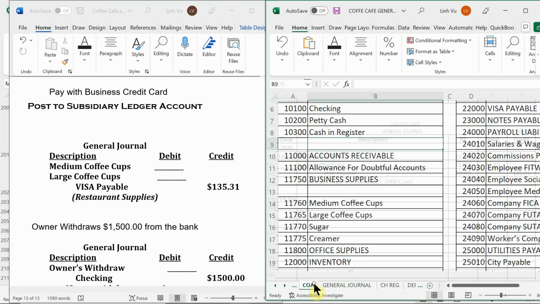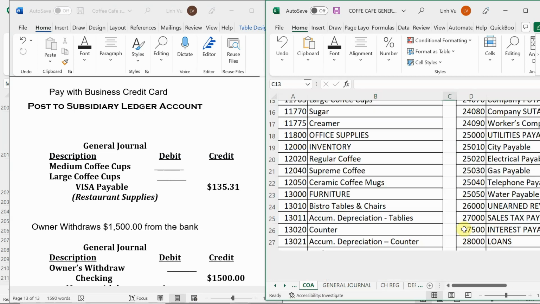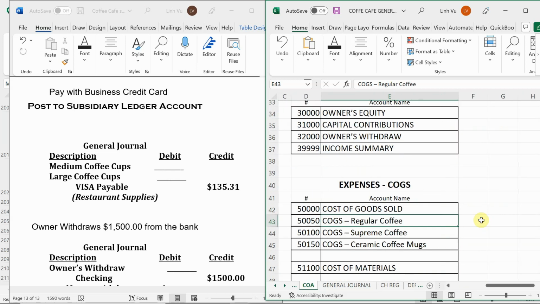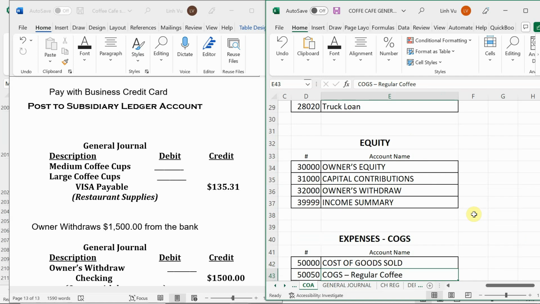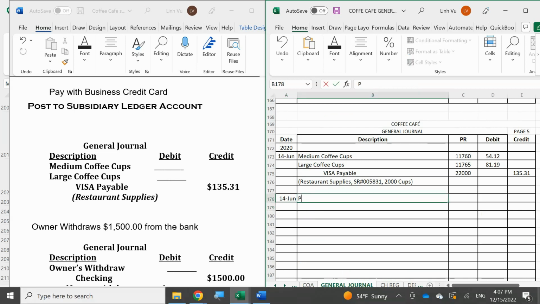So let's see. In my chart of accounts, do I have owner's withdrawal in my accounts? Okay, let's check it out under equity. Yes, we do. We do have owner's withdrawal, account number 32,000. Okay, now how is he going to withdraw from his company? Where did he get the money from?